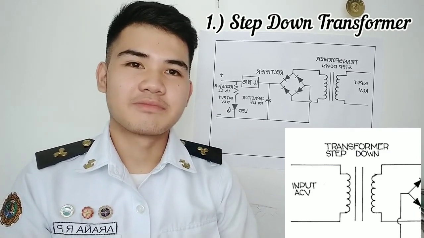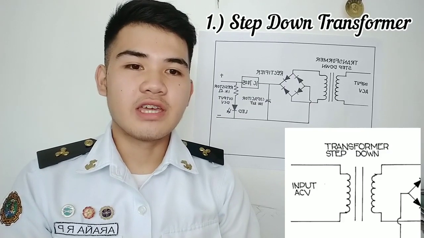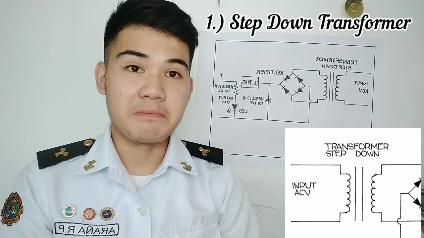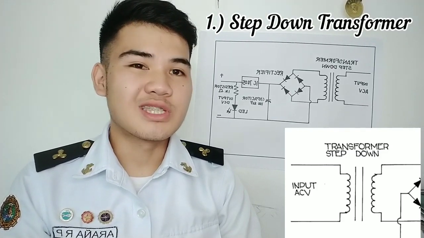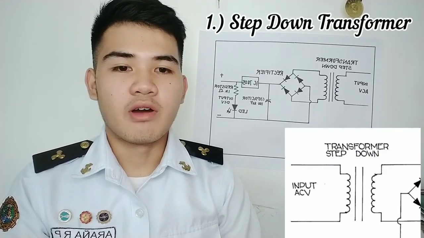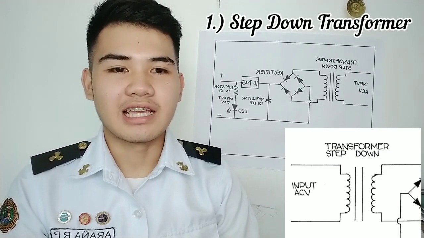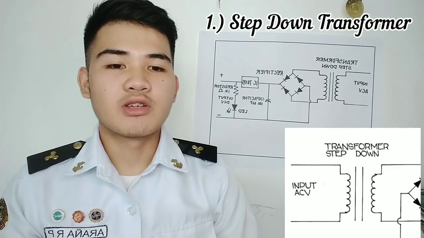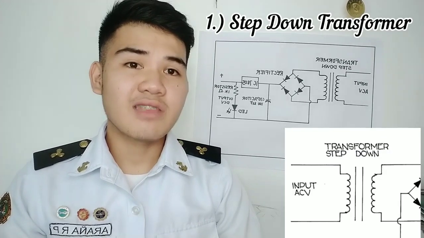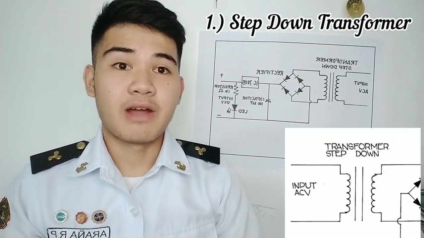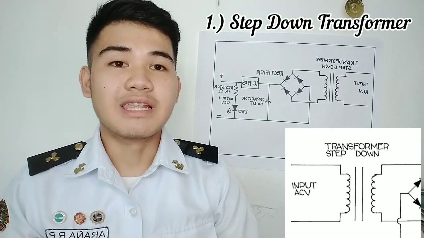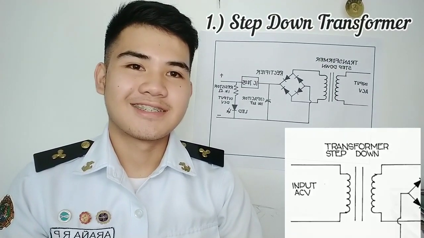Its operation. The rate of change of flux in the secondary and primary circuit is the same. Therefore, induced EMF in the secondary is proportional to the number of turns in the secondary winding, and in the primary is proportional to the number of turns of the primary. If the secondary turns are less than the primary turns, the secondary induced EMF will be less than the primary.